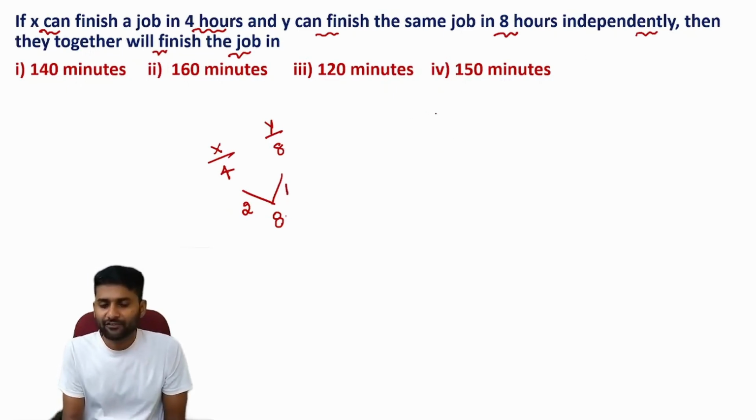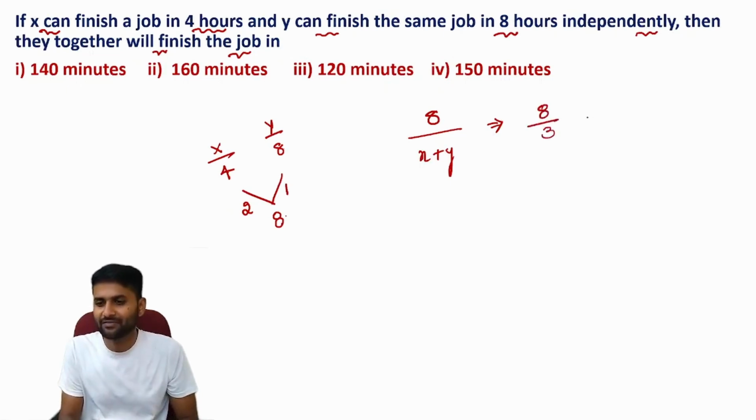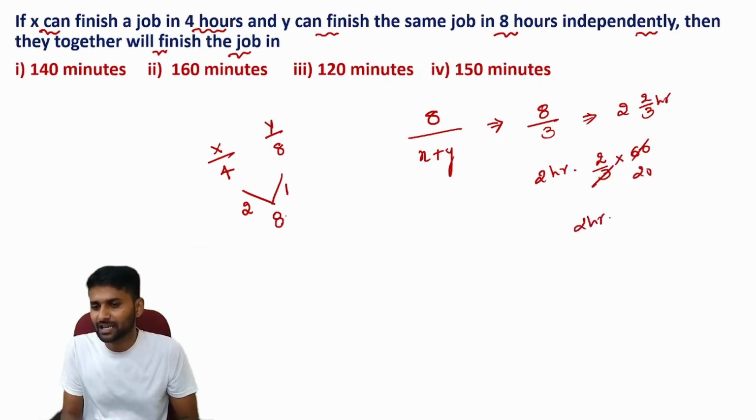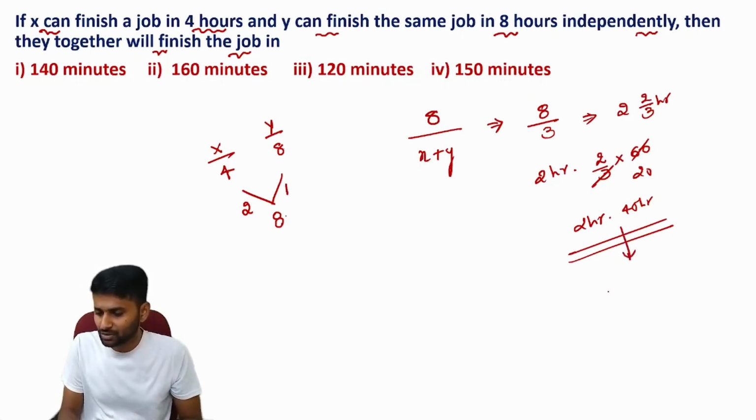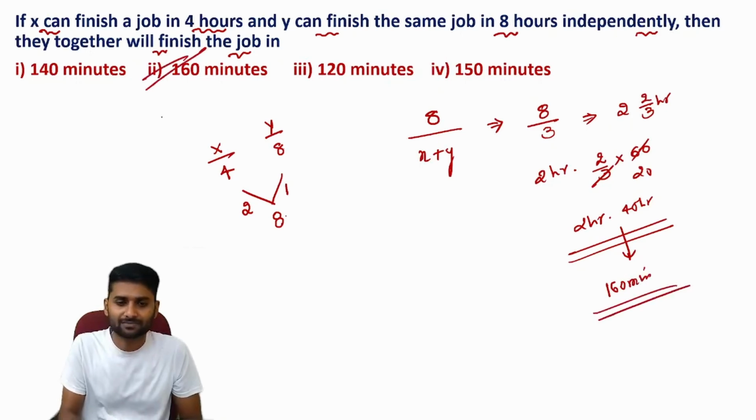Here the question: if both work together, how many minutes does it take to complete the 8 units of work? So 8 is divided by 3 units every hour. So 8 by 3 is all about 2 and 2 by 3 hours. It means 2 hours and 2 by 3 of an hour. You have to convert it into minutes. If both work together, they will complete the work in 2 hours 40 minutes. And every hour is exactly equal to 60 minutes, so the total value is 160 minutes.